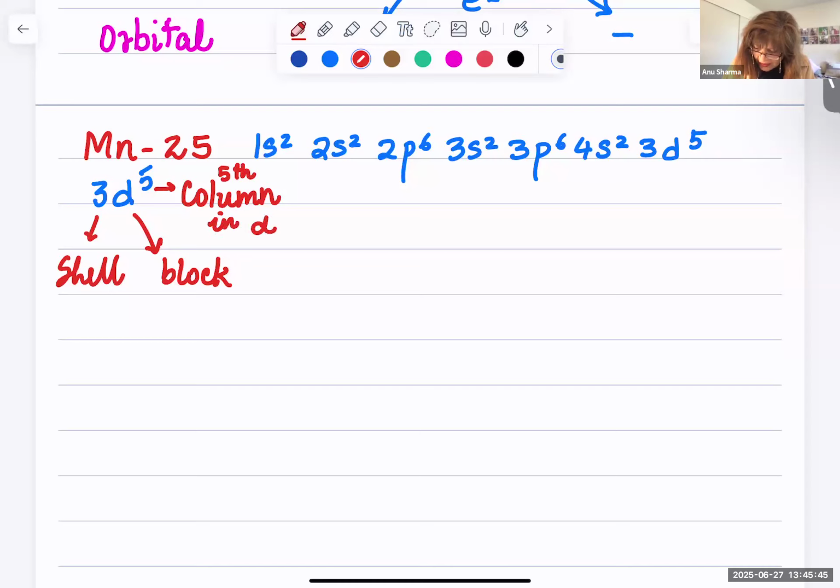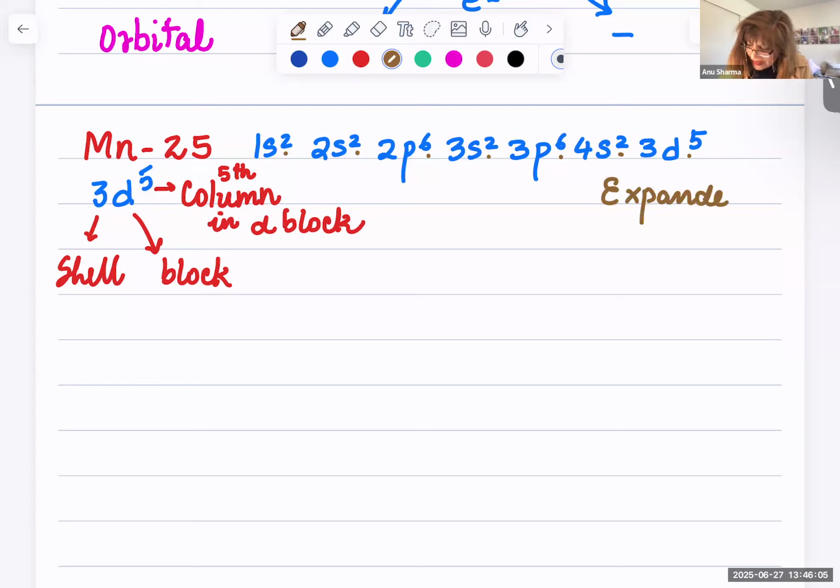So it is the fifth column in the D block. Besides that, if you count 2 plus 2 is 4, plus 6 is 10, plus 2 is 12, plus 6 is 18, plus 2 is 20, and plus 5 is 25. So it adds up that way also. This is the expanded version.